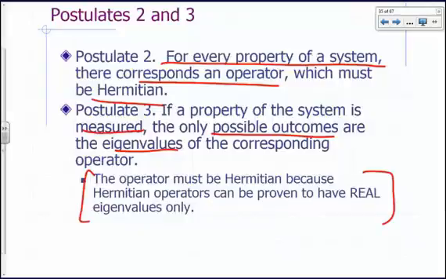So here is the reason why we want it to be Hermitian. The operator must be Hermitian because we've already proven that Hermitian operators have real eigenvalues. And we are going to postulate that, so when we postulate, that means we're going to assume that the only outcomes of any measurement will be eigenvalues of that operator.